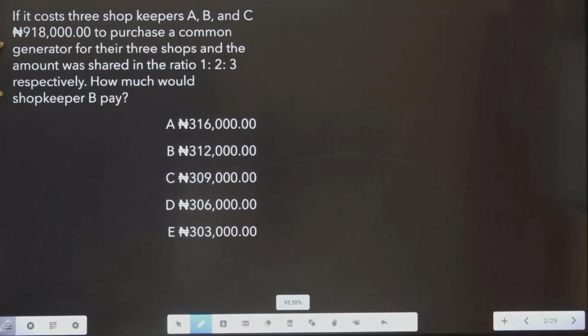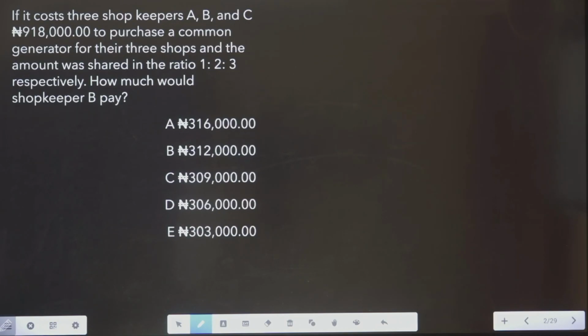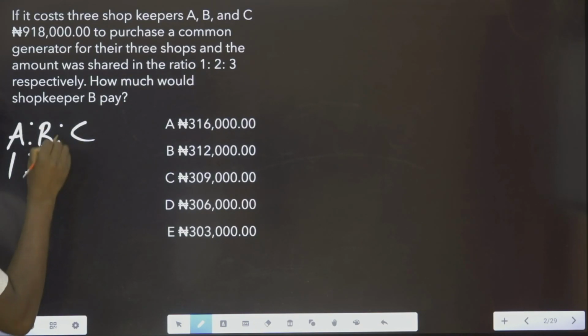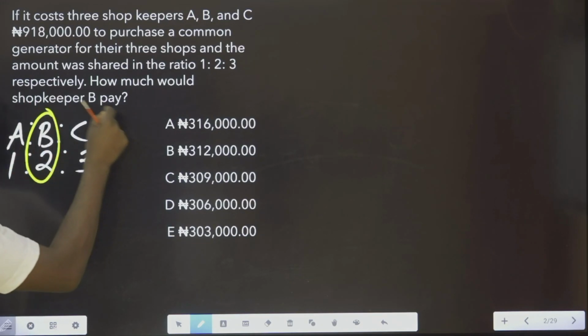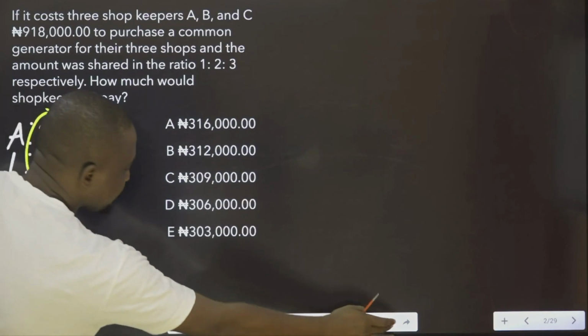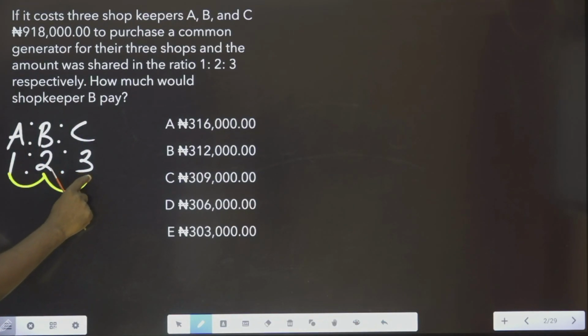Okay? Look at this question. It says, if it costs 3 shopkeepers, A, B, and C, 918,000 to purchase a common generator for their 3 shops, and the amount was shared in the ratio of 1:2:3, respectively, how much would shopkeeper B pay? The first thing is we have here A ratio B ratio C, and we are given 1:2:3. It means that this one belongs to B because we are looking for that of B. The first thing you need to do, you add all of them together. That is, this plus this is 3 plus this is 6.